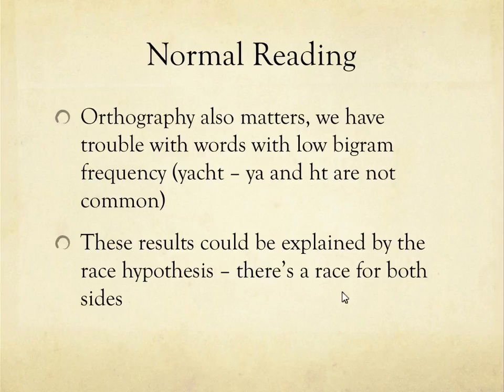And these results are really explained by the race hypothesis. So the race between both sides, and whichever one goes fastest wins. And so that explains a little bit of how these two look like they're influencing each other.